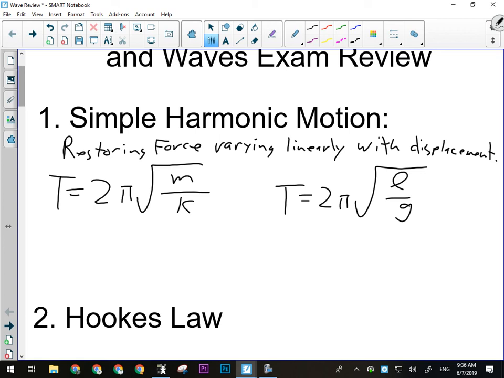So expect that there could be a multiple choice question, maybe two, about the principles of simple harmonic motion. There will definitely be written response problem-solving items about simple harmonic motion, calculating the period of a pendulum and a mass on a spring. Those aren't difficult problems, but they'll definitely be there.